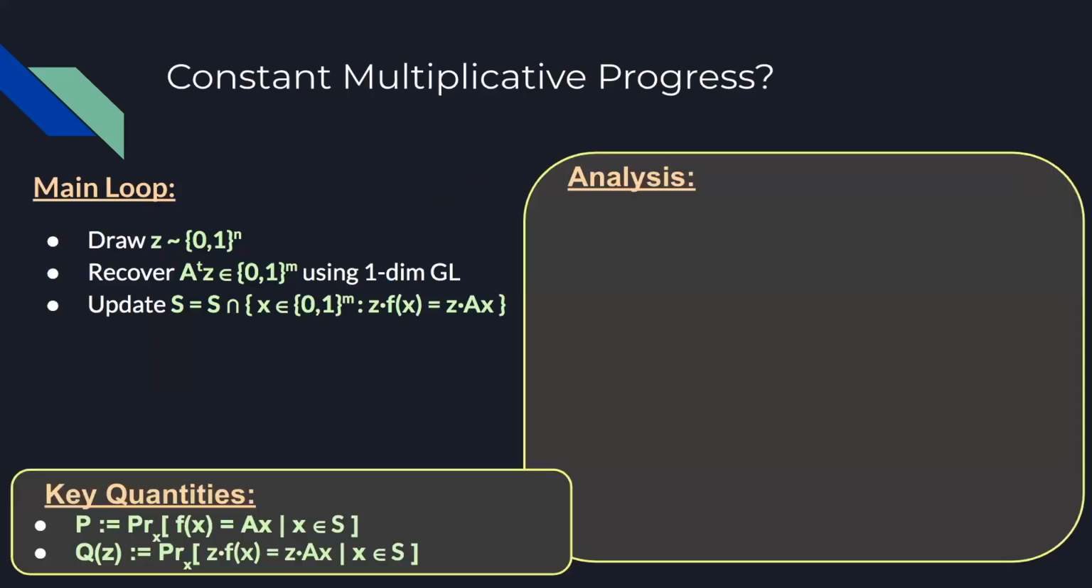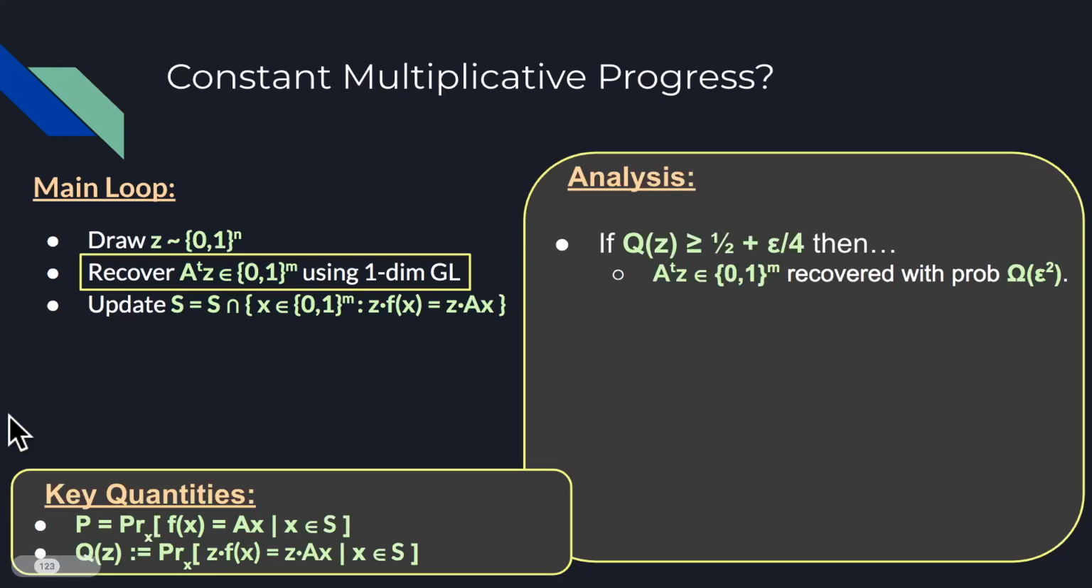Let's see if this works. The key quantities here are P. I'm not sure we need Q of V yet, we might, but P is what I defined. P is this conditional probability of being equal to A, given that you're in the set S. Q, if we need it, I'll tell you what it is. And the main loop has 3 steps, but the first is just drawing a random Z. So the 2 main steps are where you invoke the one-dimensional Goldreich-Levin theorem to recover A transpose Z.